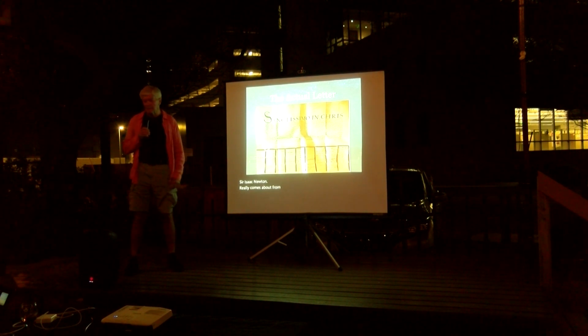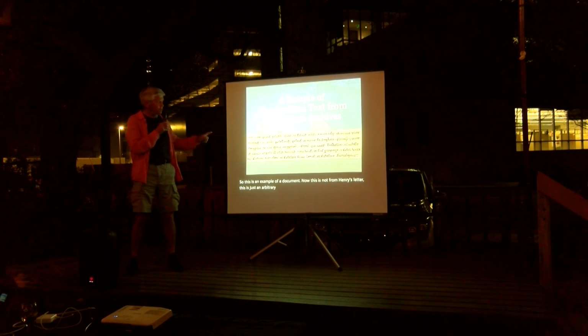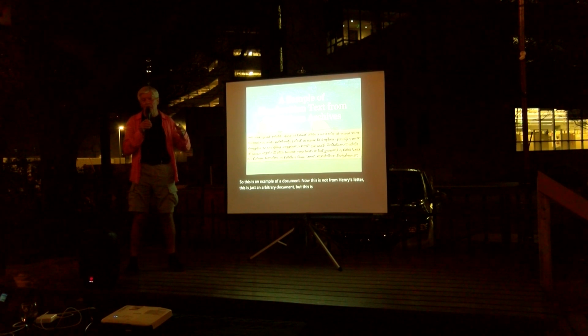So next slide. So this is an example of a document. Now this is not from Henry's letter. This is just an arbitrary document. But this is handwritten. I didn't really know this to start with, but maybe people here don't really know it. The scribes would write in a font. This is Carolingian minuscule font, and a lot of the documents would be in this font or something related to it. This makes it a lot easier to do optical character recognition.